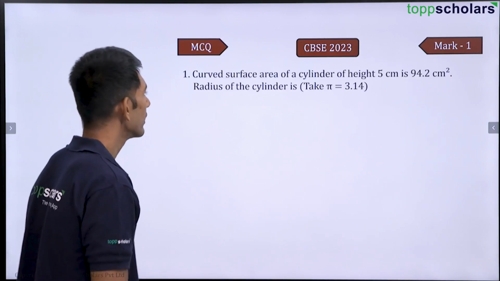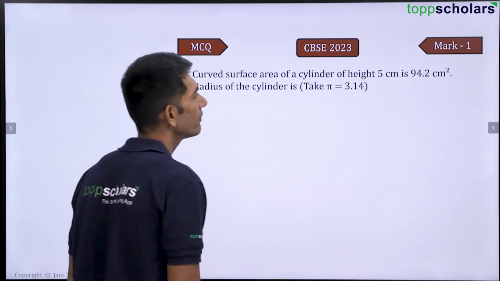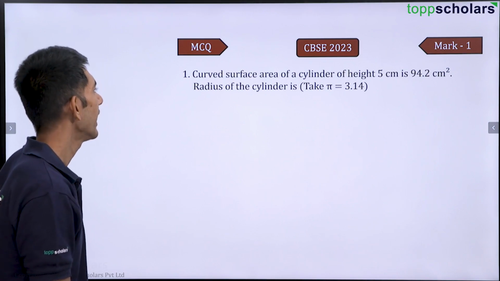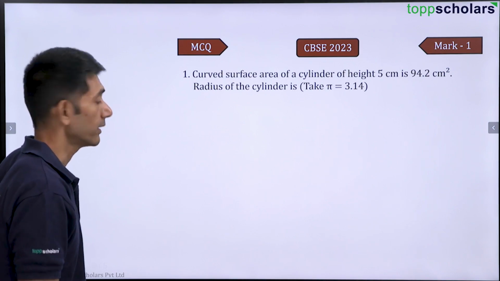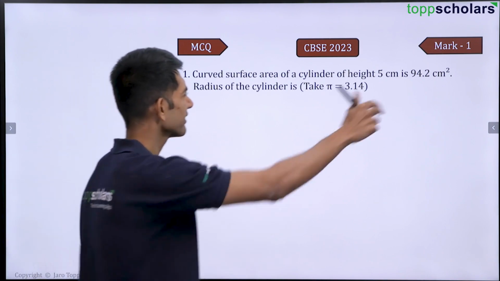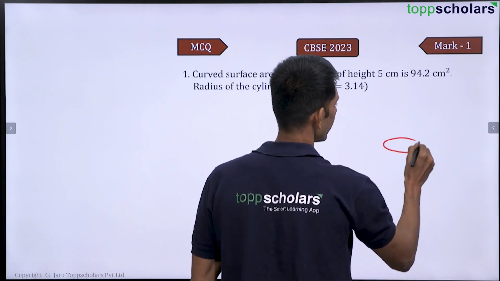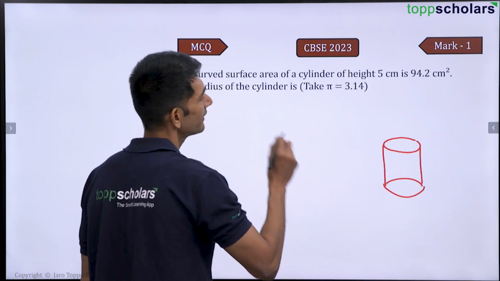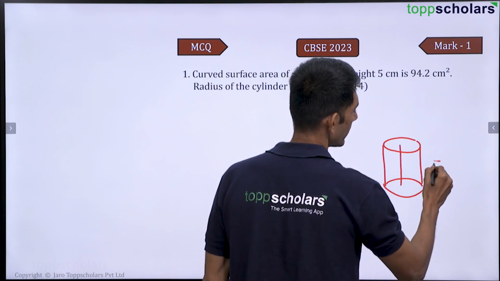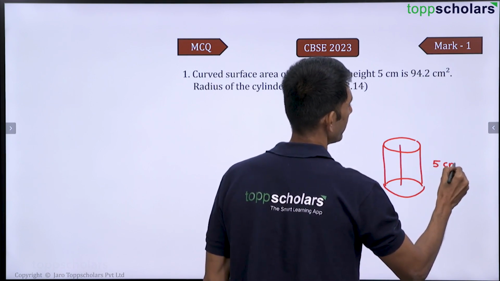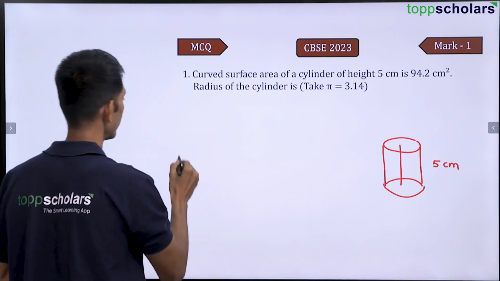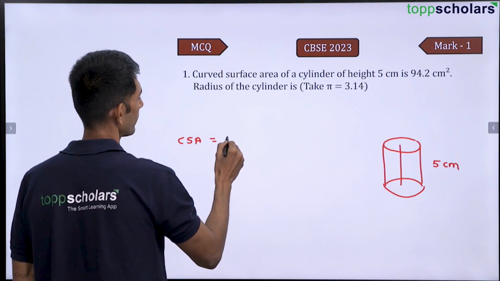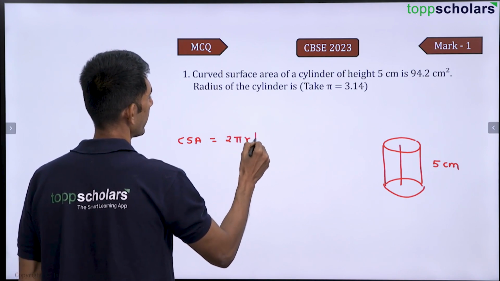So here is a 1 marker. It says the curved surface area of a cylinder of height 5 centimeter is 94.2 centimeter square, and the radius is given. We are supposed to find out. So okay, it's a simple question. Curved surface area is given. So there is a cylinder, and for this particular cylinder, what is given? The height is already given. The height is 5 centimeter, and the curved surface area is also given. We know that curved surface area is 2 pi RH.